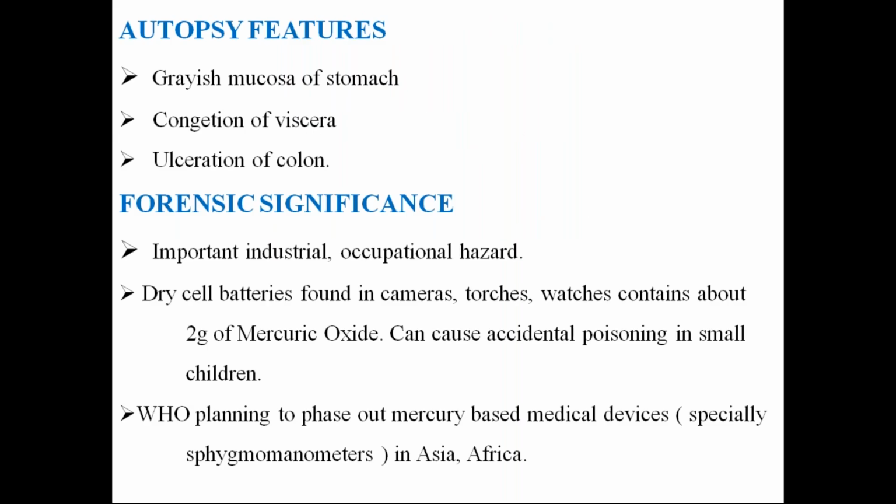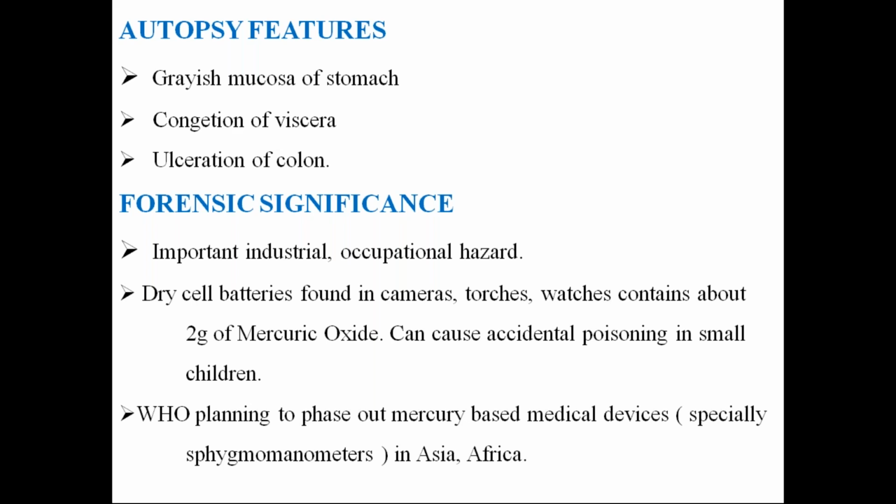What are the autopsy findings? The grayish mucosa of the stomach can be seen. There can be congestion of the viscera and then ulceration of the colon. We know that it is a GI irritant, so it causes erosions of the mucosa. So that's why there can be ulcerations of the colon. There is grayish mucosa of the stomach and then congestion of the viscera.